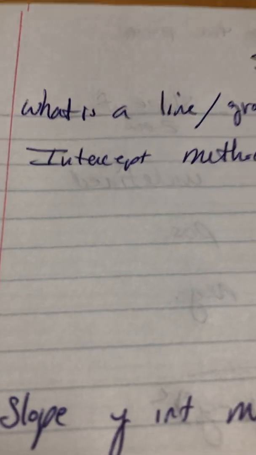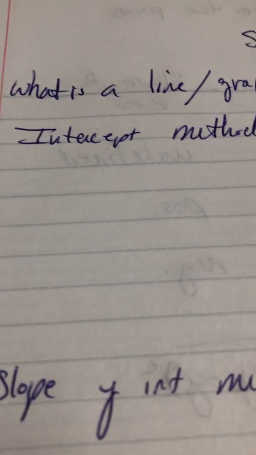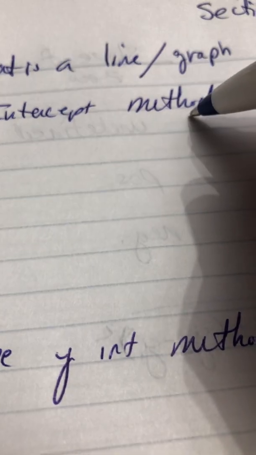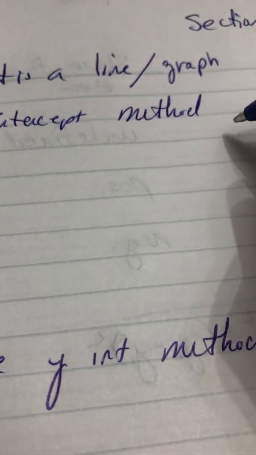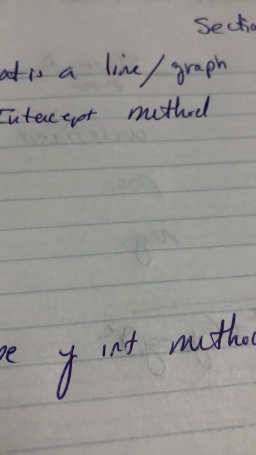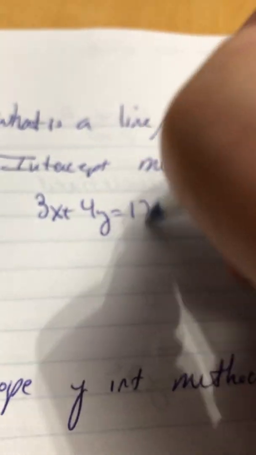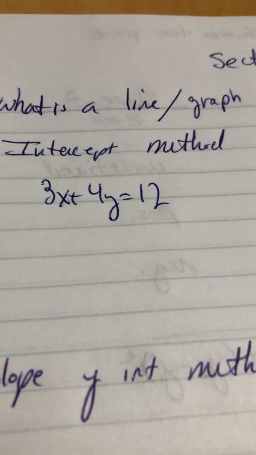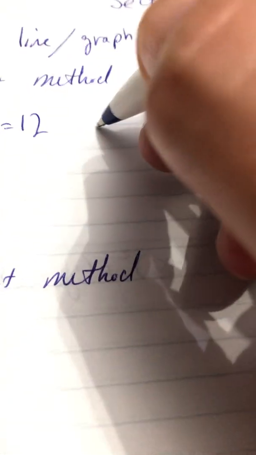All right, so ways to graph. Let's go to what's referred to as the intercept method. The intercept method is where you're trying to find where the graph crosses the x-axis or the y-axis. So we'll grab our standard equation, 3x plus 4y equals 12, and the technique is just make a table.